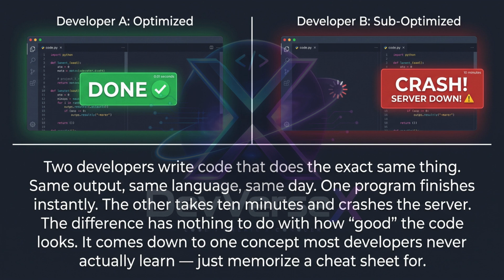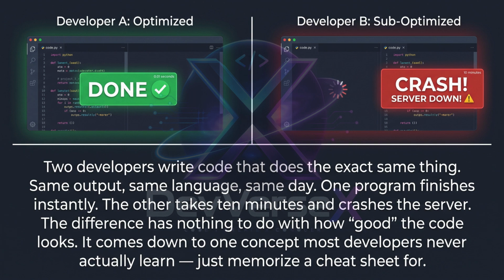Two developers write code that does the exact same thing. Same output, same language, same day. One program finishes instantly. The other takes 10 minutes and crashes the server. The difference has nothing to do with how good the code looks. It comes down to one concept most developers never actually learn.